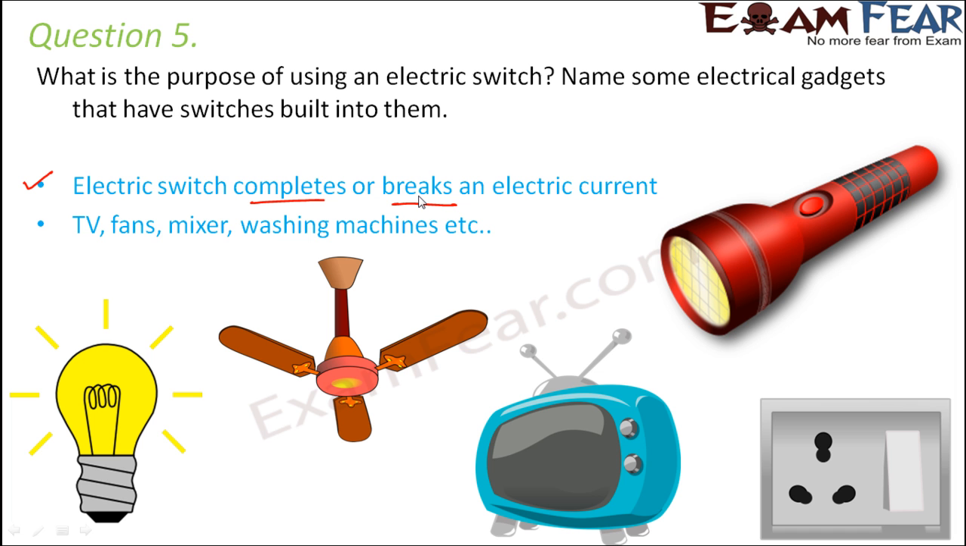For example, when we put the electric switch on, the bulb glows, the electric fan gets on, that's because current flows through the circuit, and when we switch it off, they stop. Similarly, in washing machine, in television sets, everywhere you have switches. You talk about mixer grinders, you talk about microwaves, everything operate on switches. So switches are present in a lot of electrical appliances.